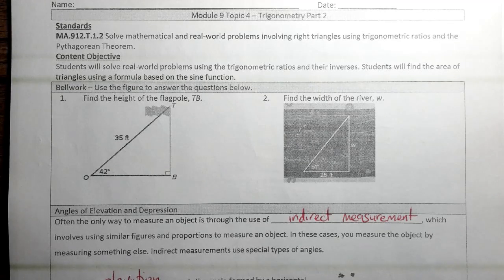Welcome back, students. This video we're going to cover Module 9, Topic 4. So we're going to finish off Module 9. Topic 4 is Trigonometry Part 2. We're on page 12. This is the last two pages of the Module 9 packet.